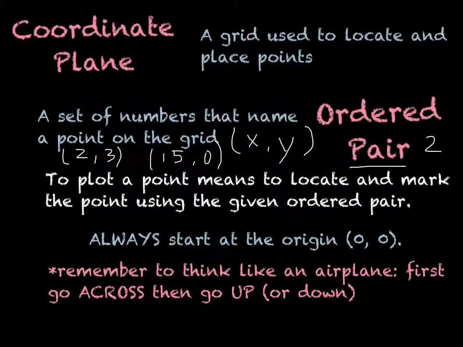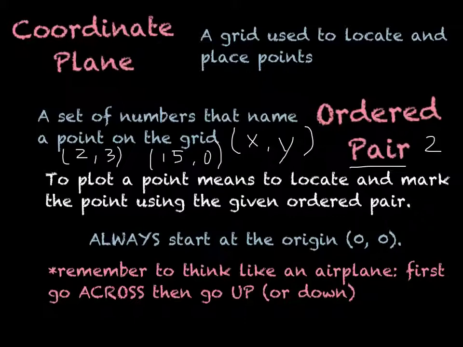A couple other important notes that are going to help us as we plot our ordered pairs is that to plot a point means to locate and mark the point using the given ordered pair. And when we do this, we're always going to start at the origin, which is (0, 0), where both our x and our y value are 0. And then here's where that goal comes into play. We want to remember to think like an airplane.